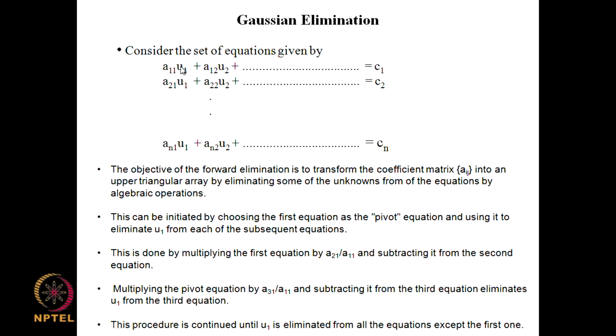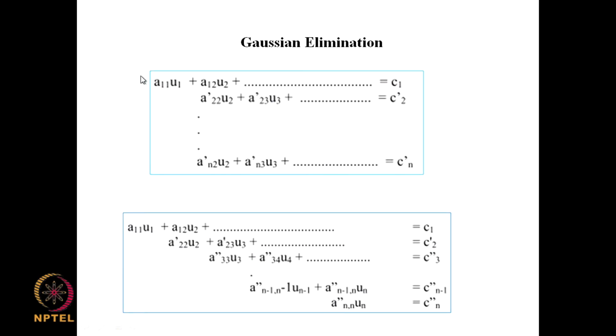So, if you multiply this by a21 divided by a11, then obviously this will cancel out and you get a21 u1, subtract it from this, you eliminate this. And then similarly a31 by a11 is what you multiply the first equation by and then subtract from the third equation, and then you can do that. So, if you do this at the end of the first set of elimination of u1 from all these equations, you have the first equation unchanged, the second equation is now with modified coefficients a primes and also the right hand side c prime here, and this set of equations will not contain u1 as a variable.